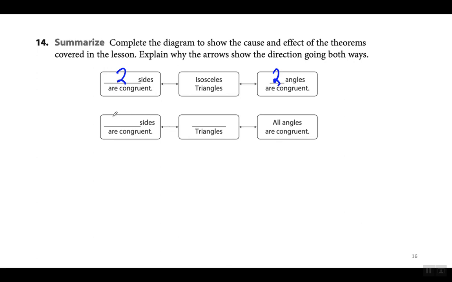And the other one is if 3 sides are congruent, that means you have an equilateral triangle, and all angles are congruent, okay? Si 3 lados son congruentes, entonces tienen un triángulo equilátero y todos los ángulos son congruentes.